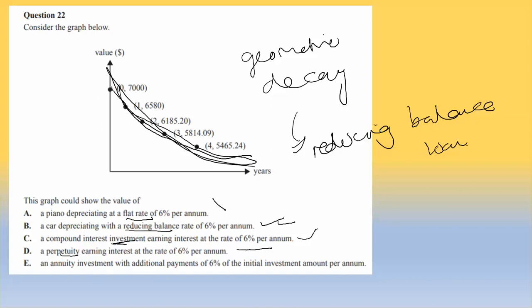The money you earn, you're taking out. The money in perpetuity, remember, money stays the same. An annuity investment with additional payments. Annuity investment with additional payments is going to go up. So B. Know your graphs? That was a fairly easy question.